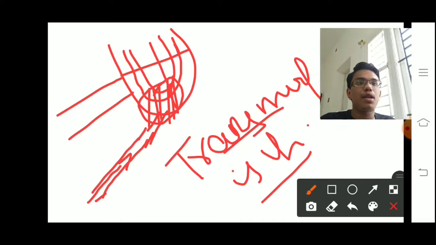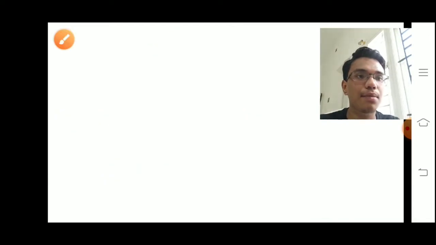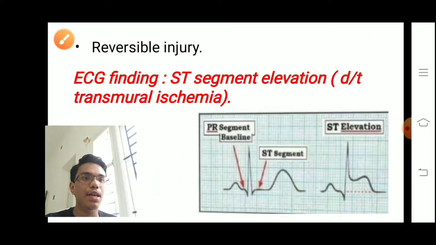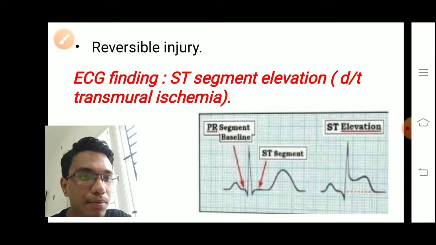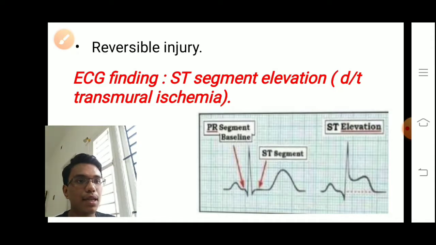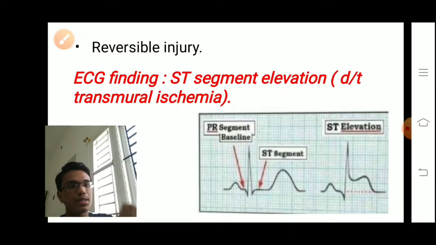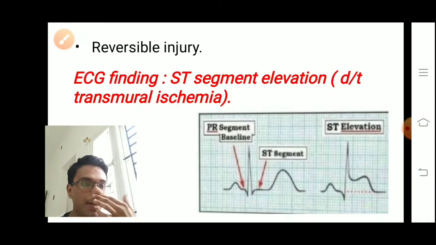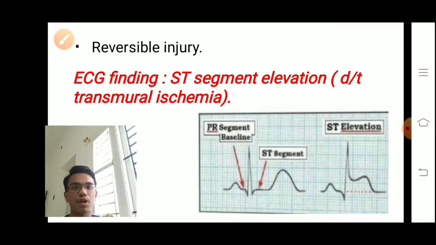Now in transmural ischemia, the characteristic ECG finding is ST segment elevation. That's what we are seeing here. See here in the first diagram, the ST segment is normal, that is the isoelectric segment. Whereas in the next diagram, the ST segment is elevated, and the ST segment elevation is convex upwards. Convex upwards, concave upwards, that you will read in medicine. Here you just know that ST segment elevation occurs in case of transmural ischemia.